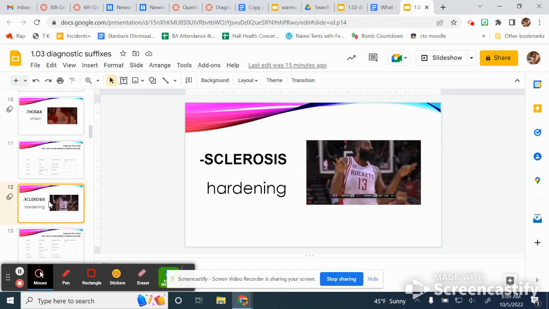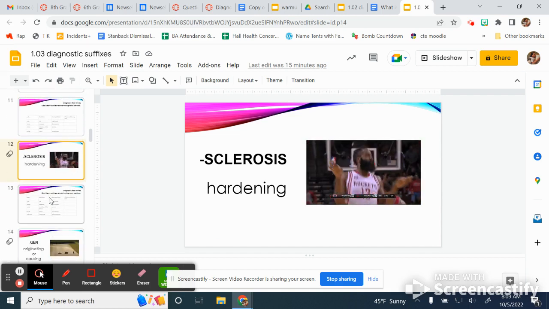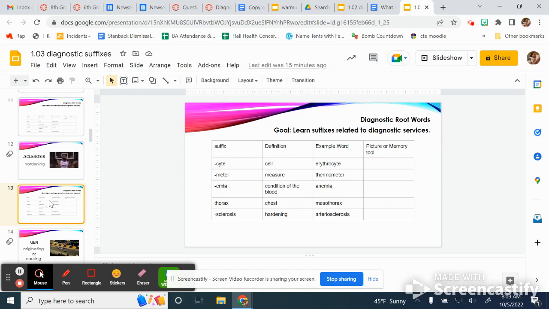Next word is sclerosis, hardening. There's James Harden, Fear the Beard, if you know who that is. Anyway, okay. Doesn't play with the Rockets anymore. So sclerosis is hardening.